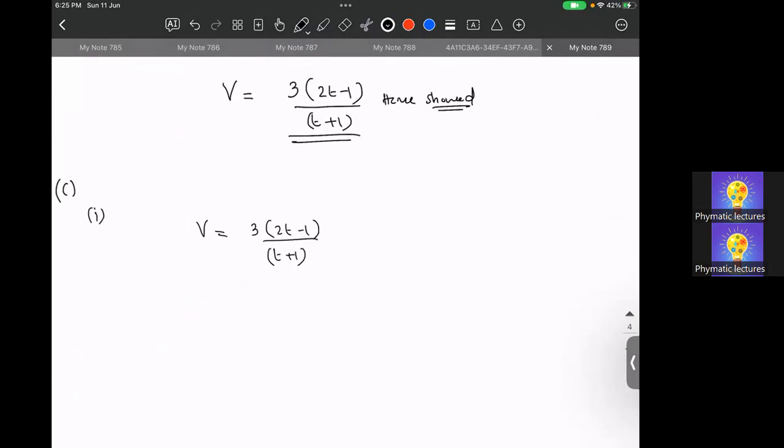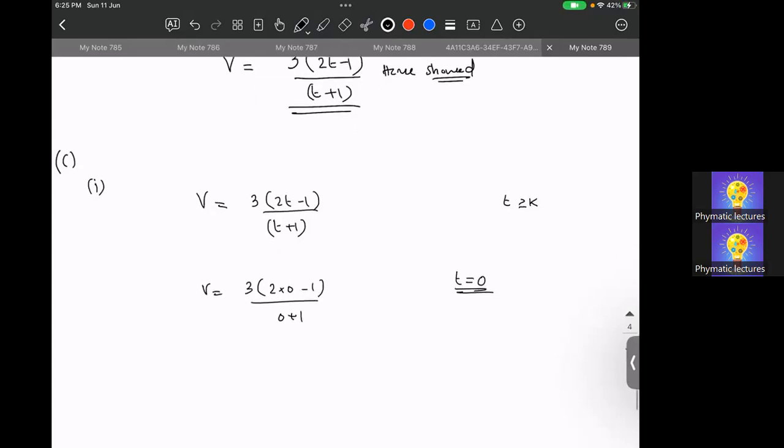In this question itself, they have provided a clue that t must be greater than or equal to k. So that means for all values of t, this model is not actually valid. For example, if we put t as 0, what is the volume we will get? 3 times (2 multiplied by 0 minus 1) by (0 plus 1). So we will get 3 times negative 1 by 1, which is negative 3 meter cube. That will not make any sense because volume itself is not generating.